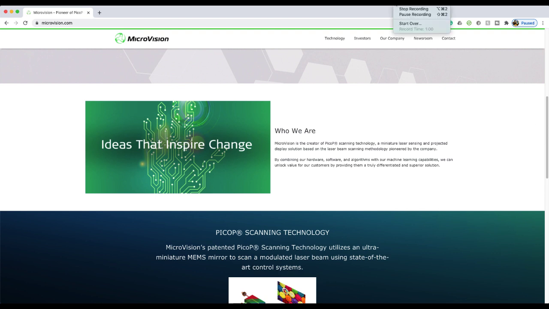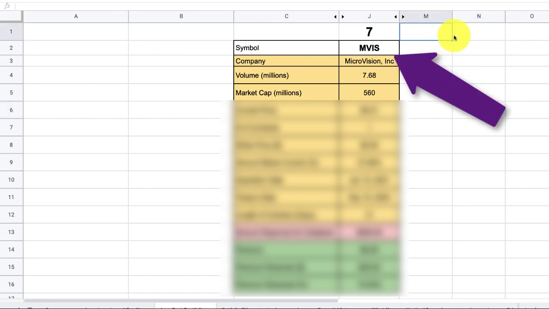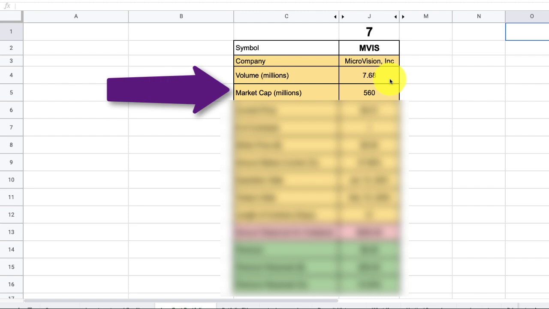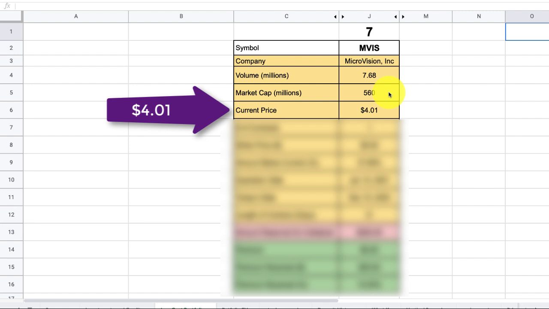But now let's take a look at the numbers. So Microvision Incorporated, stock symbol MVIS, currently has roughly 7.6 million shares traded on a daily basis. They're a smaller type company. They only have a $560 million market cap. And the closing price today was $4.01.